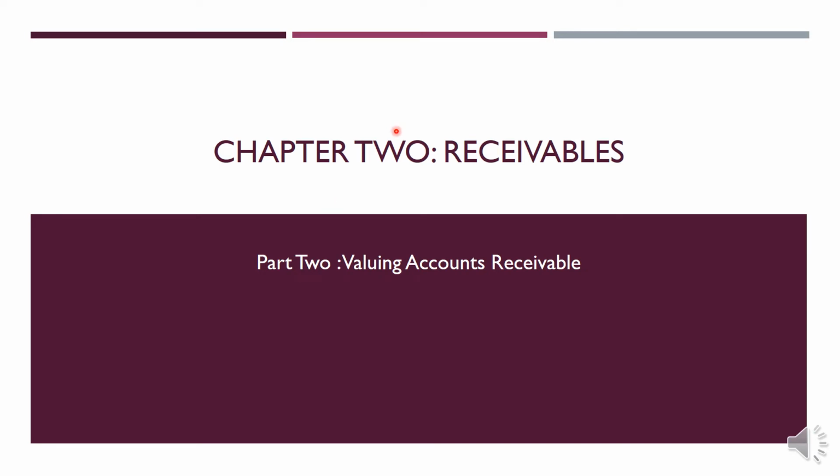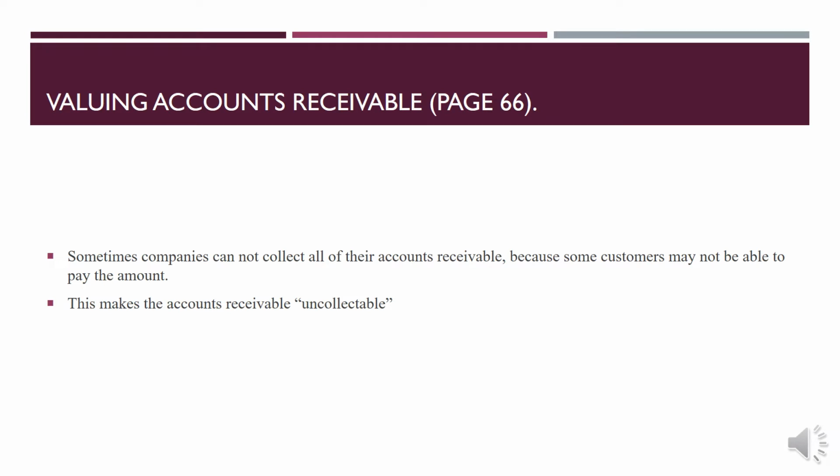Now we're going to explain part 2 of chapter 2, which is regarding the valuing of accounts receivable. The explanation can be found on page 66. Sometimes companies cannot collect all of their accounts receivable because some customers may not be able to pay the amount. In this case, the accounts receivable will be called uncollectible.